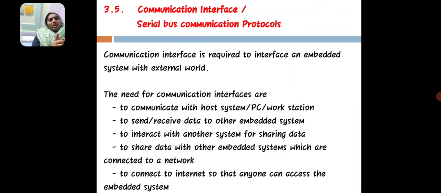To send the data or to receive the data we require a communication interface, and to interact with other systems for sharing the data, to share the data with other embedded systems which are connected to a network, we need a communication interface. And last point, to connect to the internet so that anyone can access the embedded systems. So communication interface is required for all the above points.